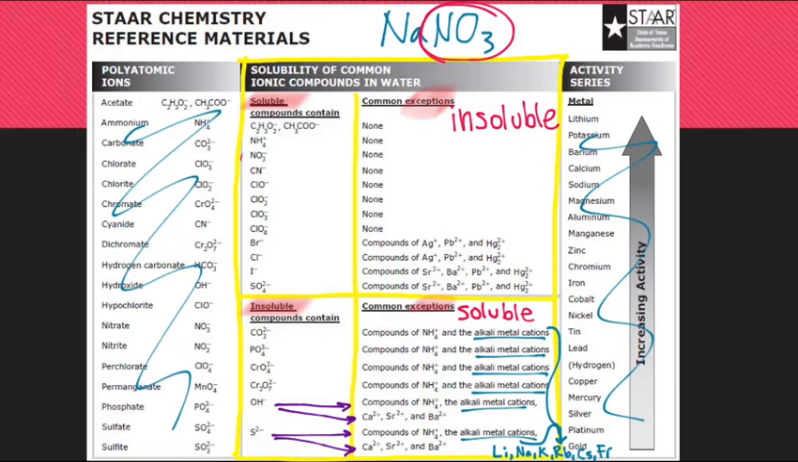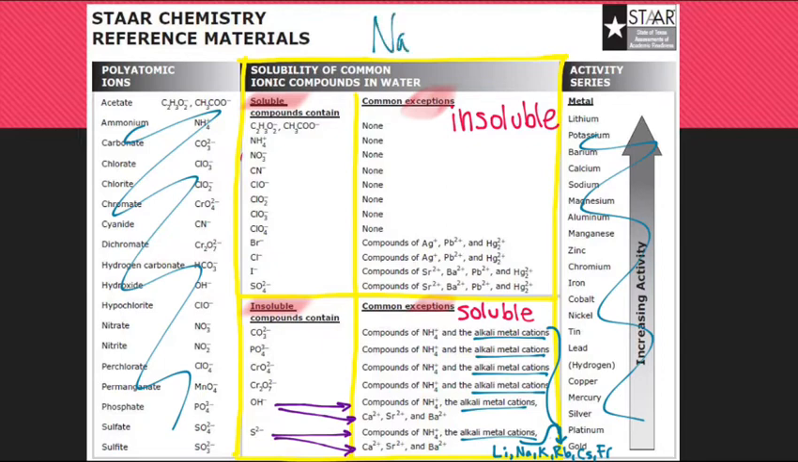So that's our chart. I'm going to do the first row of examples from our page 8, but I'm going to do them here with my chart visible so that you can kind of see the process of how to use the chart and not just trust me that it's in the soluble or insoluble area.